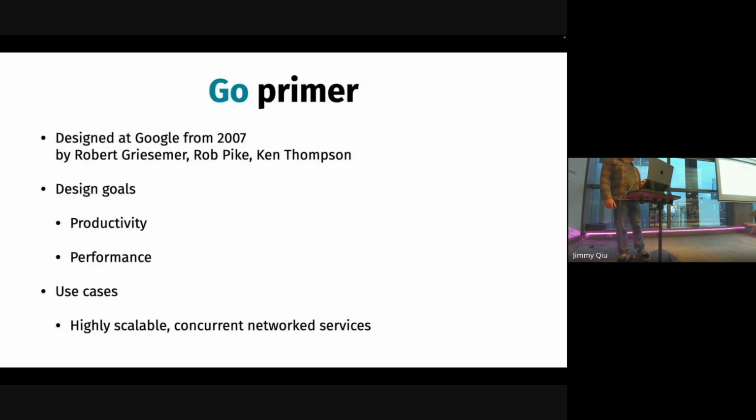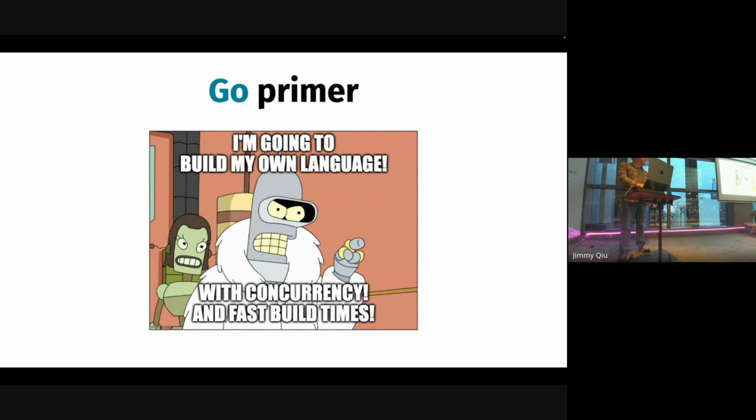So Go, if you don't know about it, comes out of Google, designed by Robert Griesemer, Rob Pike, and Ken Thompson. And it's really focused around productivity and performance. The use cases are really for building highly scalable concurrent network services, so HTTP servers, that sort of thing. Legend is that Rob Pike got into a 45-minute fist fight with a C compiler, and then he was all like, I'm going to build my own language and make it fast and concurrent.